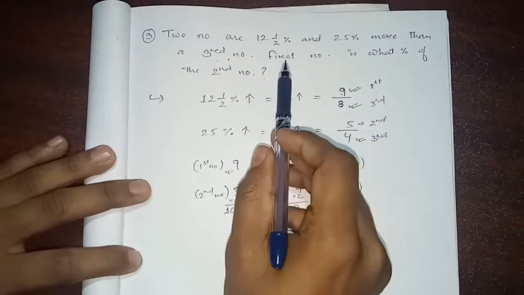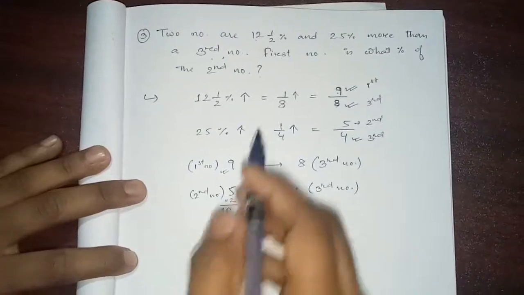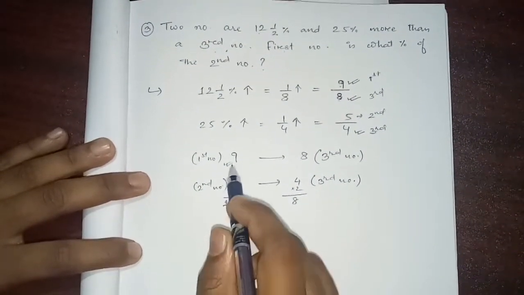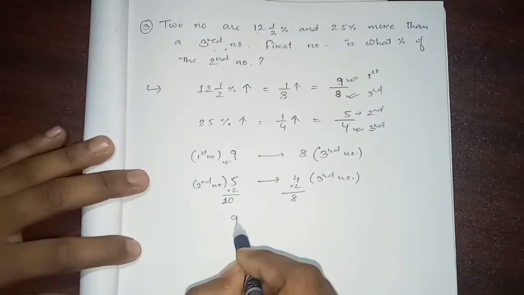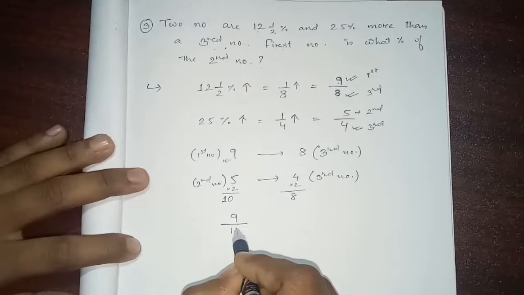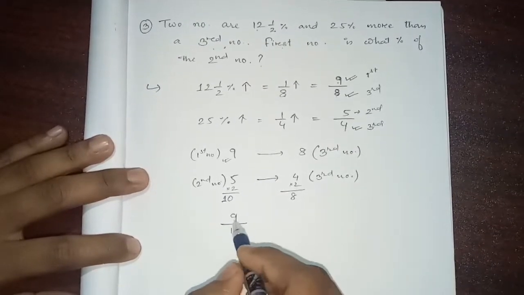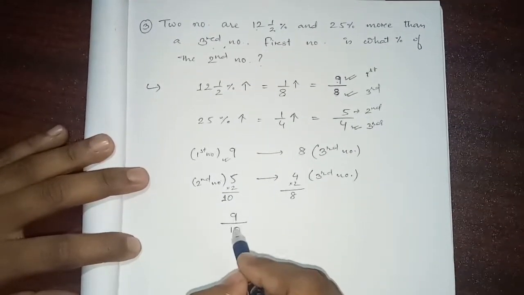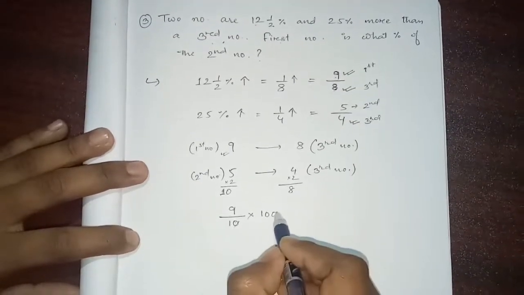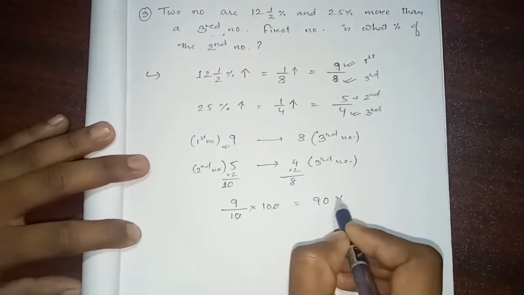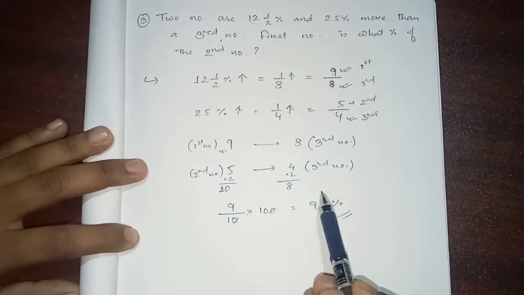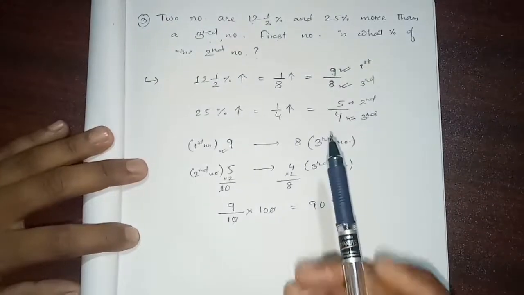Now you need to compare first number with the second number. We need to find the percentage. So how we calculate the percentage is, the first number will be in the numerator, denominator will be the second number, sorry, the first and second number. So first by second into 100. Clear? So this is 90%. So the first number is 90% of the second number.